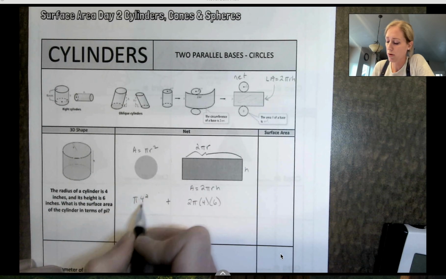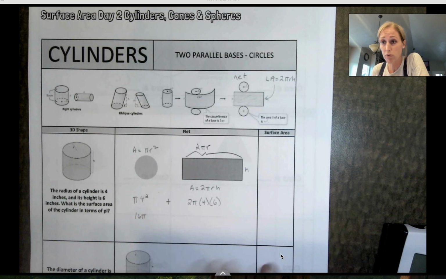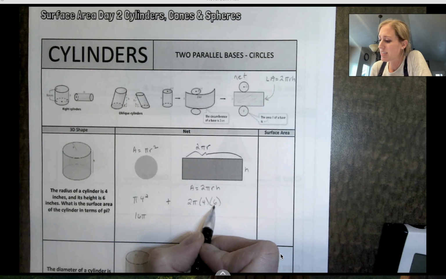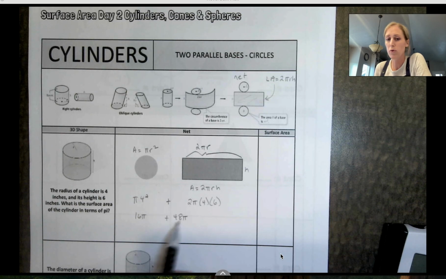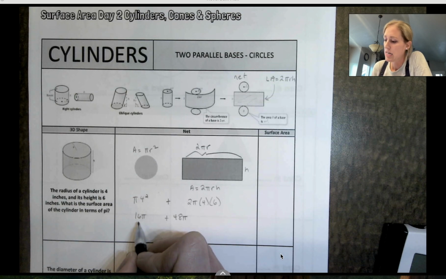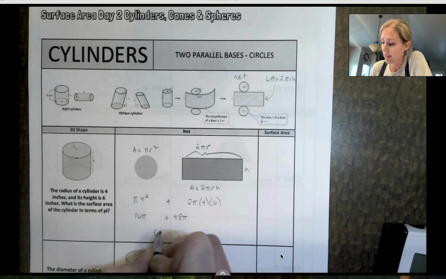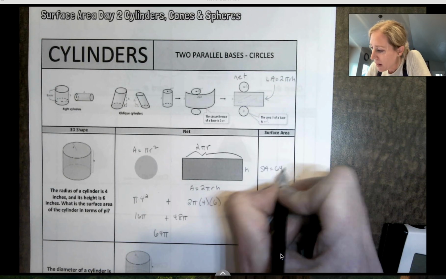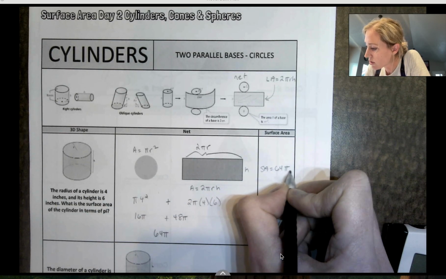So here we go. 4 squared is 16. A lot of times we write the number first and then pi. It's not wrong if you do it the other way; this is just more commonly used. And here I can do 2 times 4 is 8, times 6 is 48. Again, we just leave pi there. These both have pi, so I can add those. 16 plus 48 is 64, so I'm going to get 64 pi. So that is our surface area, 64 pi, and our units were inches, so this is going to be square inches.